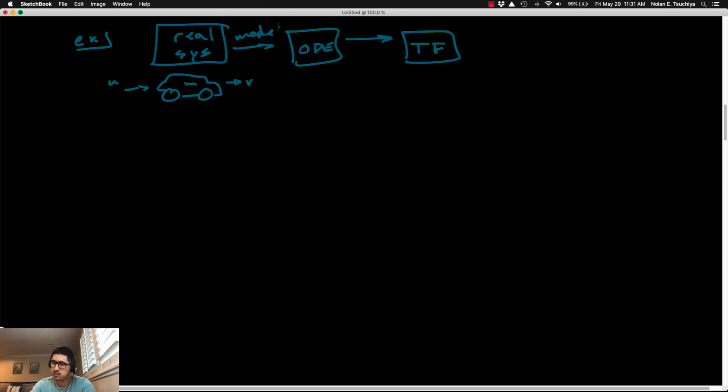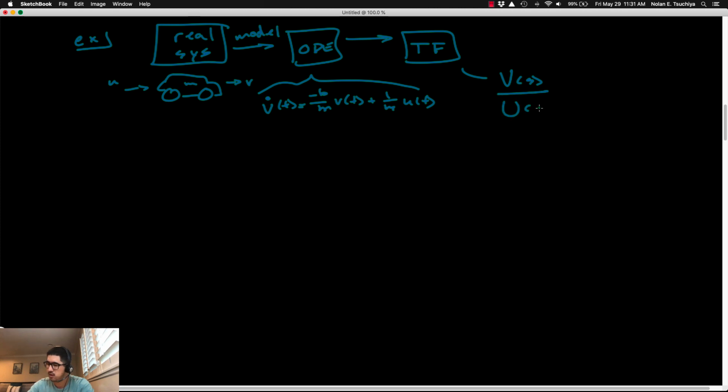Through the modeling process, which we did in the last lecture, we derived the differential equation: v dot of t equals minus b over m times v plus 1 over m times u. That was the actual differential equation that governs the vehicle velocity dynamics. All we're going to try and do now is generate the transfer function, which, if the output is v and the input is u, is the ratio of V of s over U of s. That's the transfer function that we want.